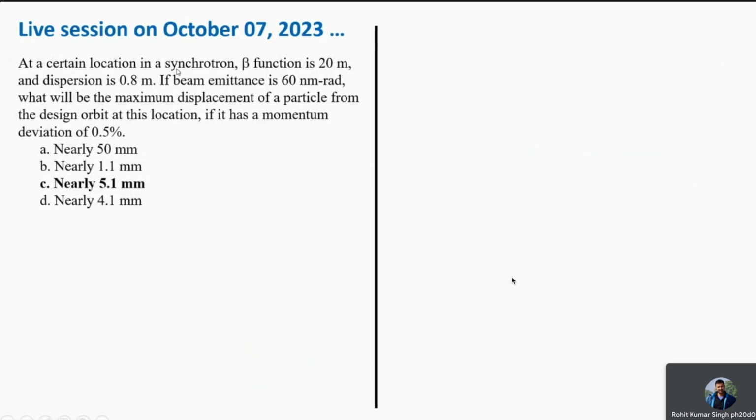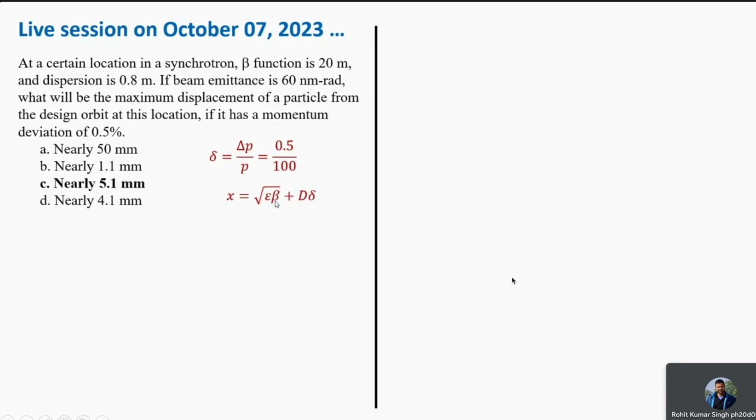Now at a certain location in a synchrotron, the beta function is 20 meter and dispersion is 0.8 meter. If the beam emittance is 16 nanometer, what will be the maximum displacement of a particle from the design orbit at this location if it has a momentum deviation of 0.5%? It is a very straightforward question. You have 0.5% delta p by p, meaning delta p by p is 0.5 by 100. Now just use this number in this equation.